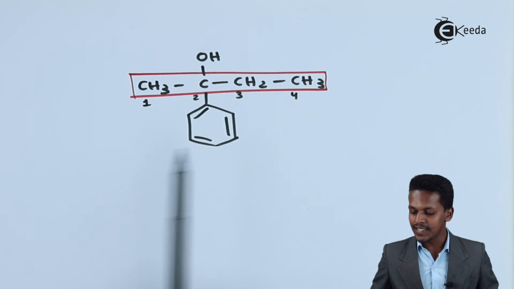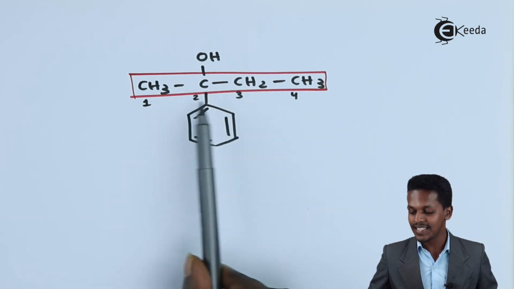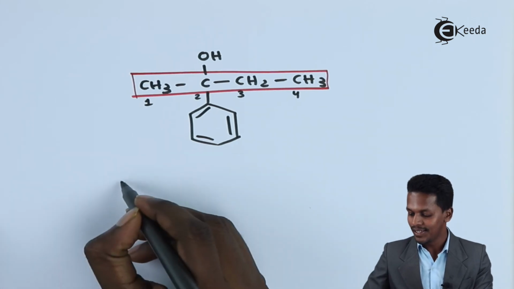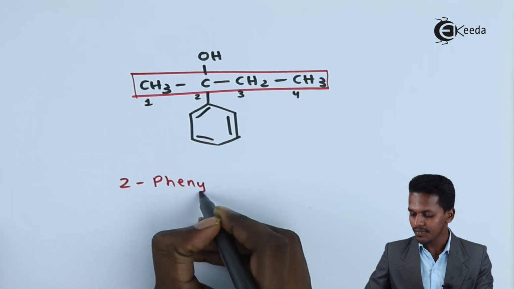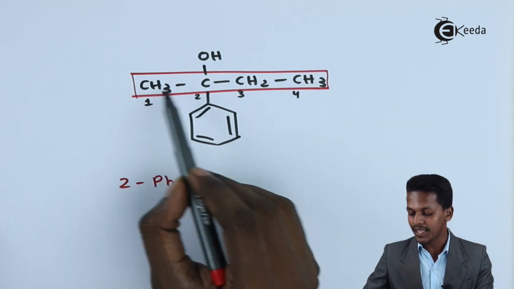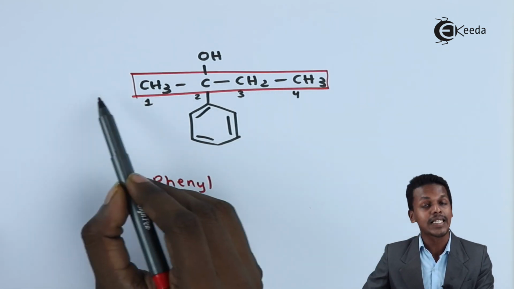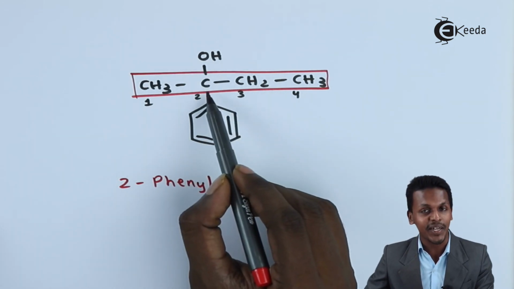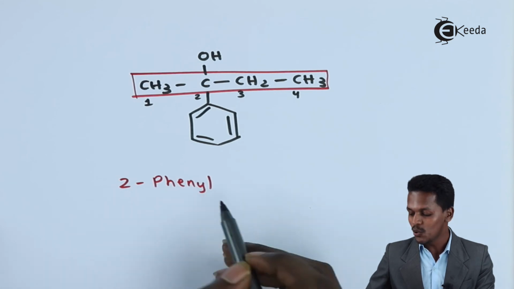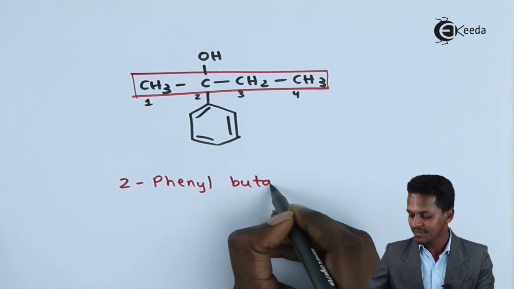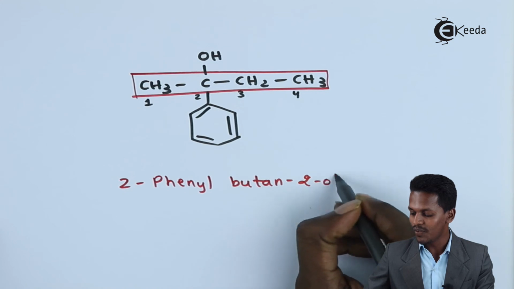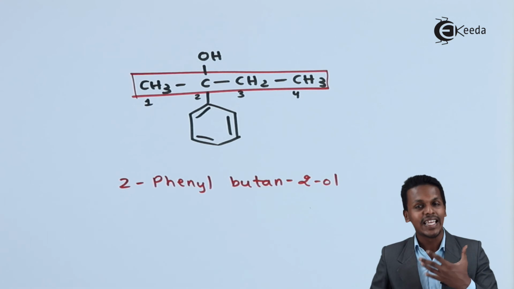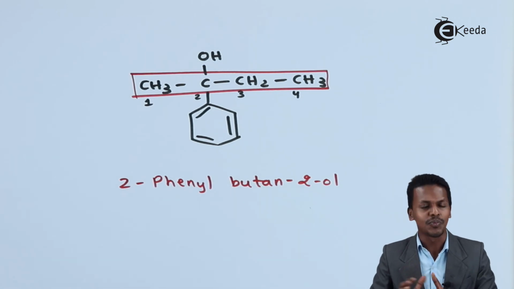But I could also find there is a substituent. In this case, it is nothing but a phenyl. So the name of this one I could give as 2-phenyl. There are 4 carbon atoms, that is methane, ethane, propane, and butane, or I could say butanol. But I could also find the OH group is attached to the second carbon atom. So the name of this one could be given as 2-phenylbutan-2-ol, where 2 represents the position of the functional group, that is OH. And this is how we give the nomenclature to such molecules.